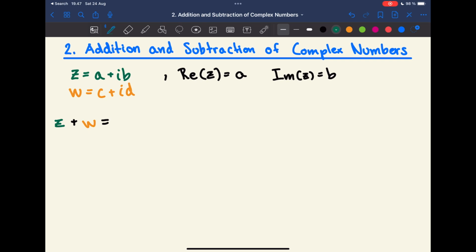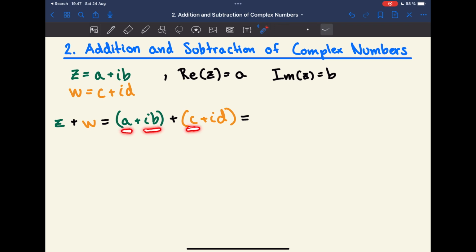Okay, let's write it out. So we have c is a plus ib. Let's add some parentheses to make it clear. And then we have w, which is c plus id. Now it's actually pretty simple to add complex numbers. All you do is you take the real parts, so that's a and c, and you add those together, and then you take the imaginary parts, so that would be ib and id, and you add those together.